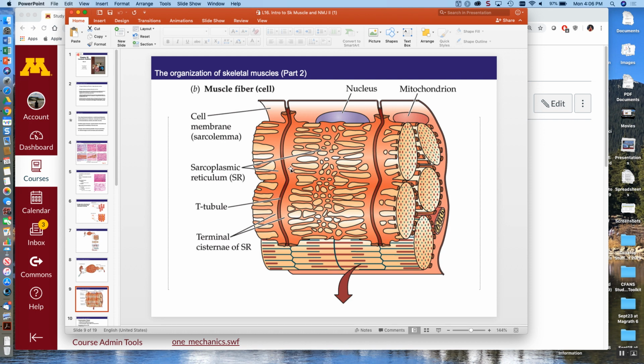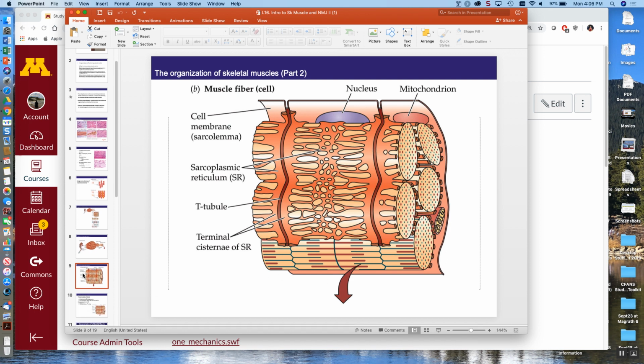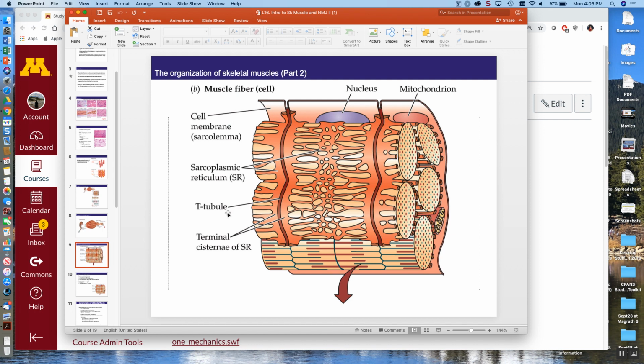And the sarcoplasmic reticulum is analogous to the smooth ER in epithelial cells, the smooth endoplasmic reticulum. The sarcoplasmic reticulum is where all of the calcium is sequestered. All the calcium is housed. Okay? The cytoplasm of the muscle is called the sarcoplasm. So sarco is really referring to muscle. And we've got the sarcoplasmic reticulum.